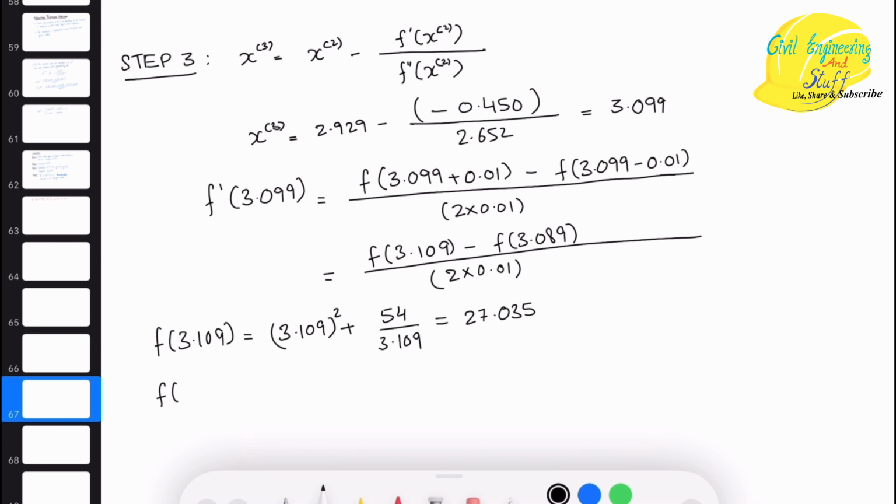f of 3.089 will be equal to 3.089 whole square plus 54 divided by 3.089. Solving it, the value will be 27.023, right? So let's put the values in their respective places.